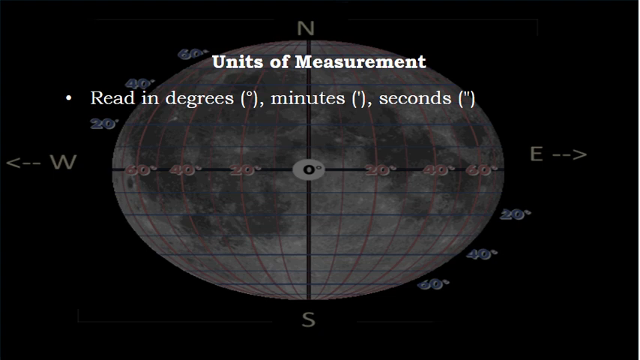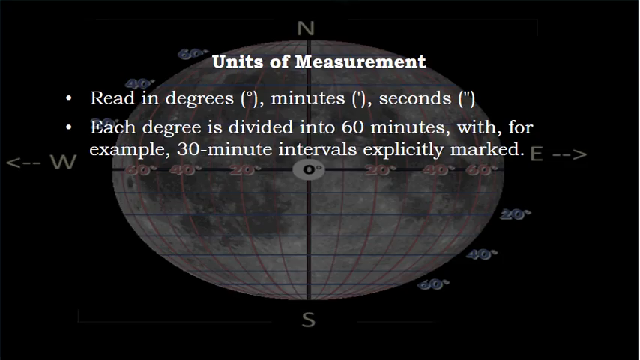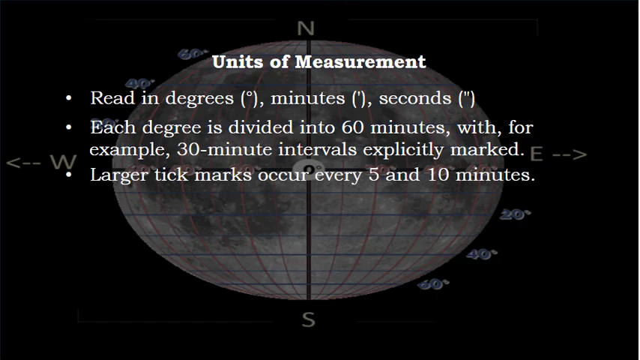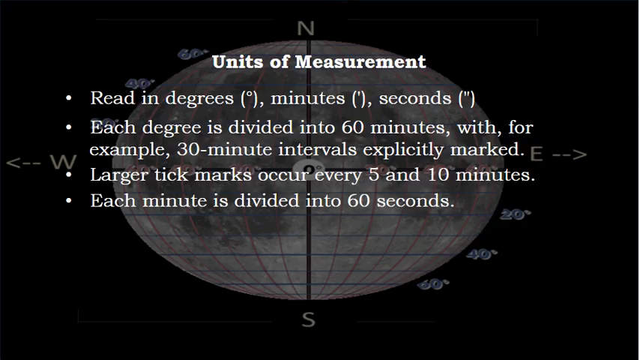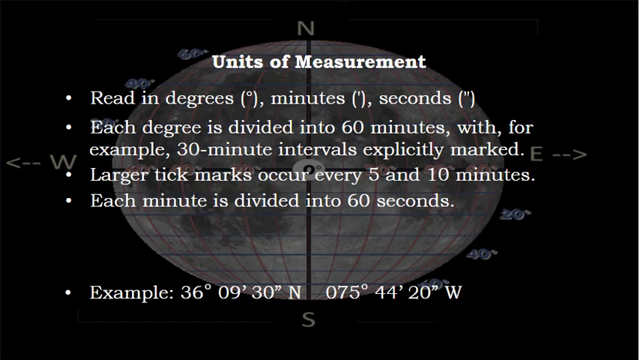Sectional chart coordinates are read in degrees, minutes, and seconds. Each degree is divided into 60 minutes, with 30-minute intervals explicitly marked. Larger tick marks occur every 5 and 10 minutes. Similarly, each minute is divided into 60 seconds. An example of how this would read is 36 degrees, 9 minutes, 30 seconds north, 75 degrees, 44 minutes, 20 seconds west.